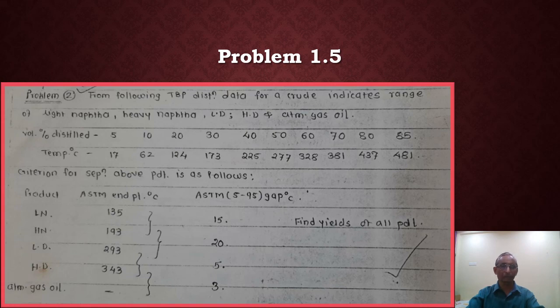The data is available for the product ASTM endpoints. Light naphtha is 135, heavy naphtha 193, light distillate 293, heavy distillate 343, and AGO, atmospheric gas oil, that is the last point, whatever values you are going to get. Then the ASTM 95-5 gap is given. The gap between light naphtha and heavy naphtha is 15. Heavy naphtha to light distillate is 20. Light distillate to heavy distillate is 5. Heavy distillate to AGO is 3. With the help of this data, it is possible to find out the yield of all the products.